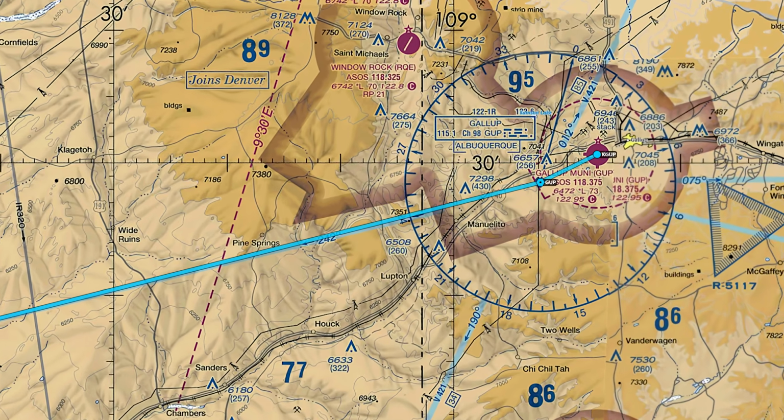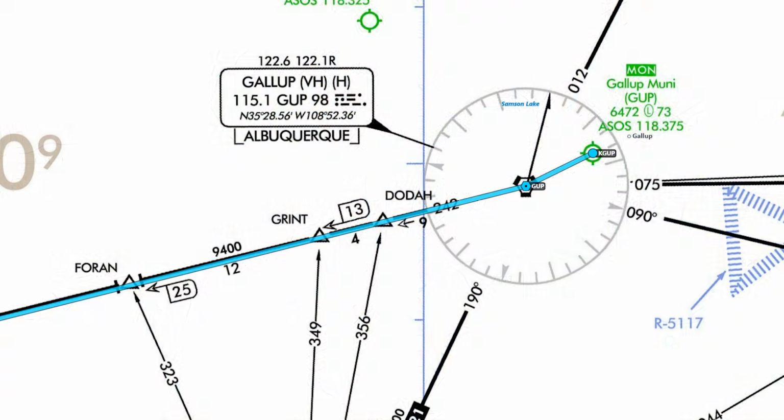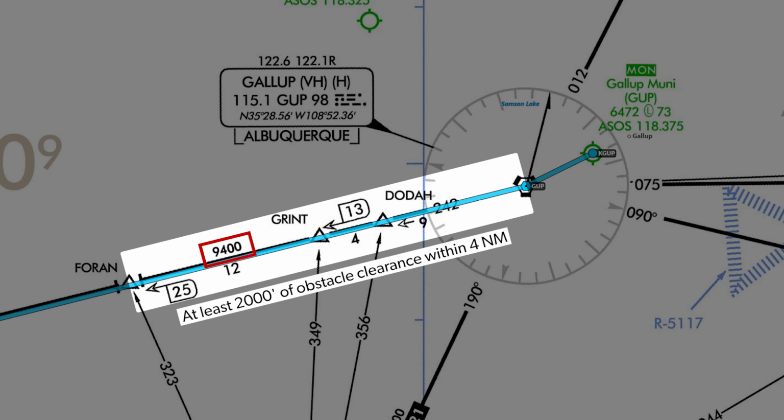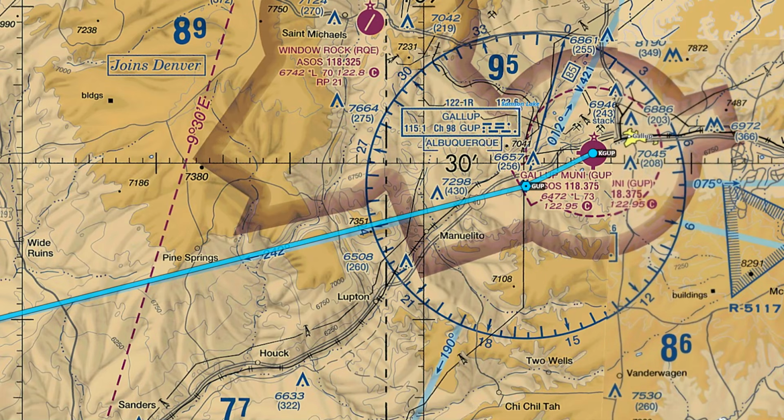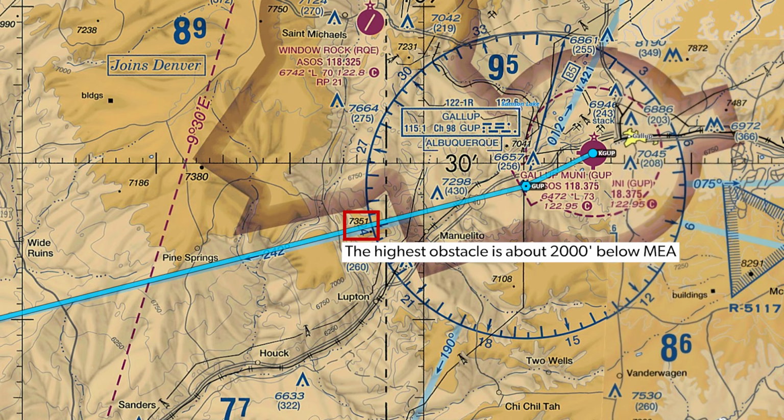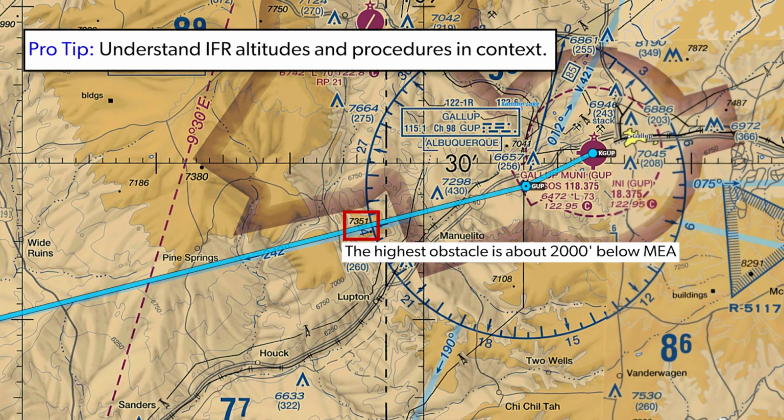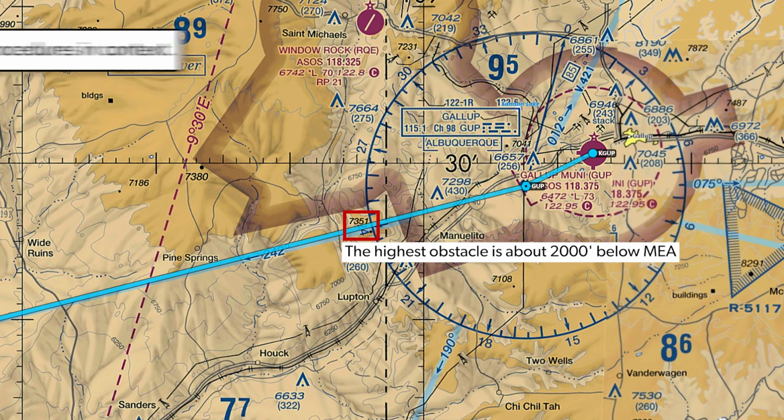But we are on an airway here, and the minimum en route altitude on the airway is 9,400 within 25 miles of the Gallup VOR. In mountainous areas like this, the MEA comes with 2,000 feet of obstacle clearance within 4 miles of the route centerline. And looking at the sectional, it makes sense that 9,400 would give about 2,000 feet of clearance. That sanity check with the sectional chart is critical. You should always put these IFR altitudes in context and understand why they are what they are. Make them make sense in the bigger picture.